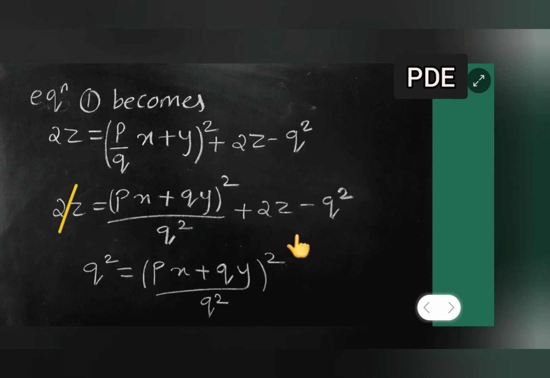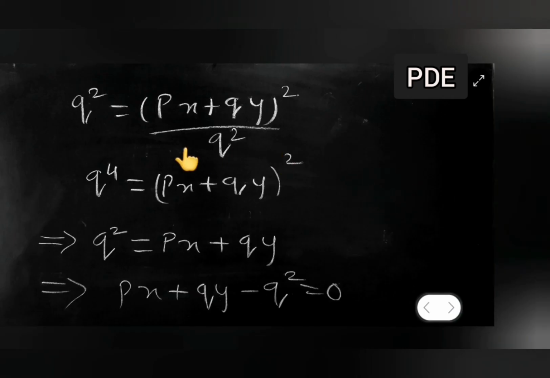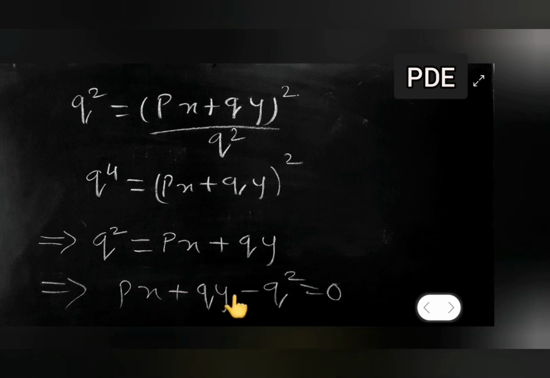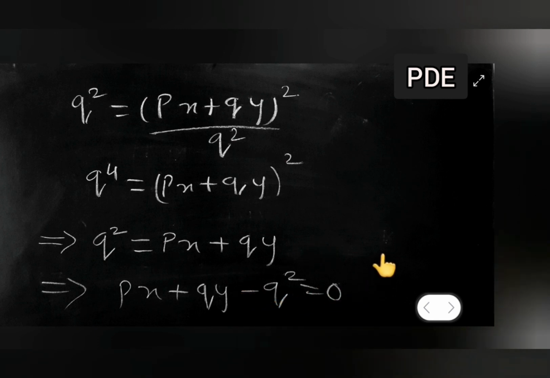Now this 2z is going to get cancelled. Next is q square is equal to (px plus qy) the whole square upon q square. I am writing this term behind. So q square, take it this side, so it will become q raised to the power 4 is equal to (px plus qy) the whole square. Now if you put roots on both sides, I'm going to get q square is equal to px plus qy. You can write this as px plus qy minus q square is equal to 0.